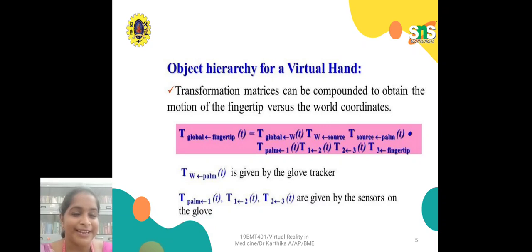See, object hierarchy for a virtual hand. Here, the transformation matrices can be compounded to obtain the motion of a fingertip versus the world coordinates. Here, T_W of T, T palm of T is given by the glove tracker, and T palm 1 of T, T1 2 of T, T2 3 of T are given by the sensors on the glove.